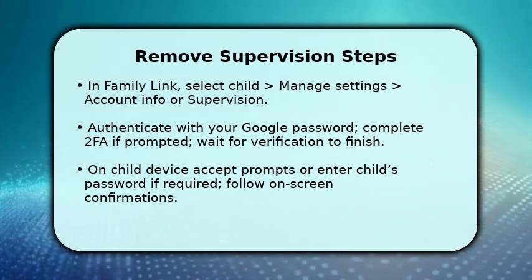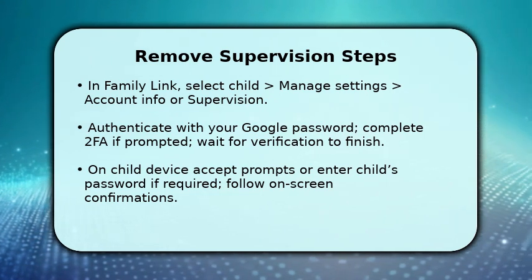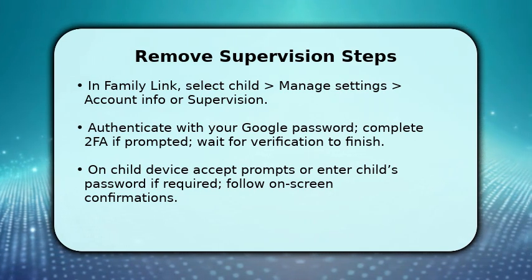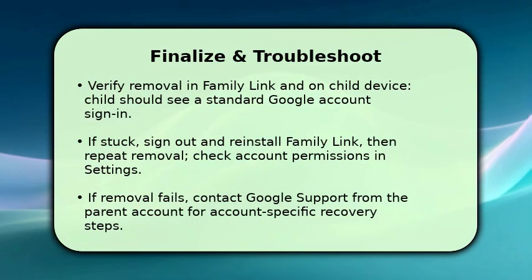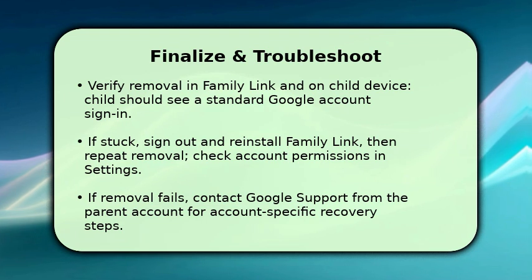Make sure the child device is nearby. You may need to accept a prompt or enter the child's device password to finalize. Once the app reports removal started, monitor both devices. To finish, confirm in the Family Link app that the child profile no longer shows as supervised and check the child device for a normal Google account sign-in screen.